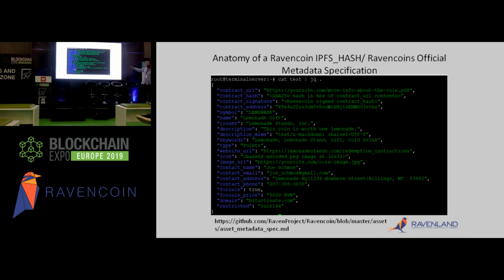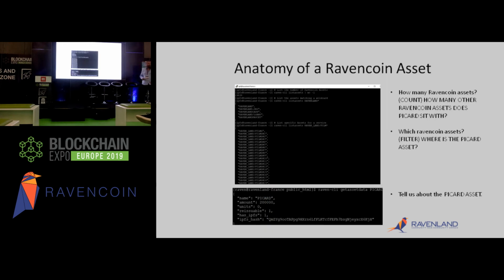So what does the anatomy of a Ravencoin IPFS hash actually look like? It looks something like this. You've got a contract URL, a contract hash, a symbol, a name, and some kind of description. You're saying who's issued that asset, or perhaps it's an assay, a certificate that you've linked in there. And if you've tagged that asset as unreissuable, you'll never be able to change it. So it acts as a form of proof, for patenting, copyrighting, anything like that.